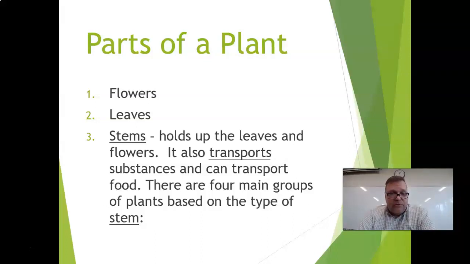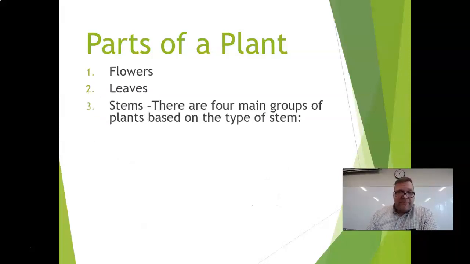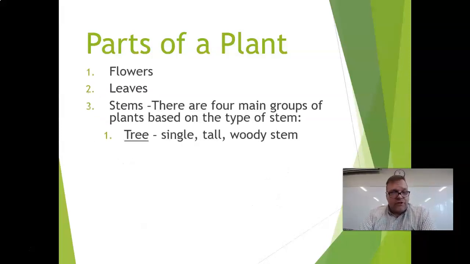There are 4 main groups of plants based on the type of stem they have. First one, a tree. A tree has a single, tall, woody stem. By woody we mean hard, made out of wood. Single, tall tree. Everyone knows what a tree looks like.